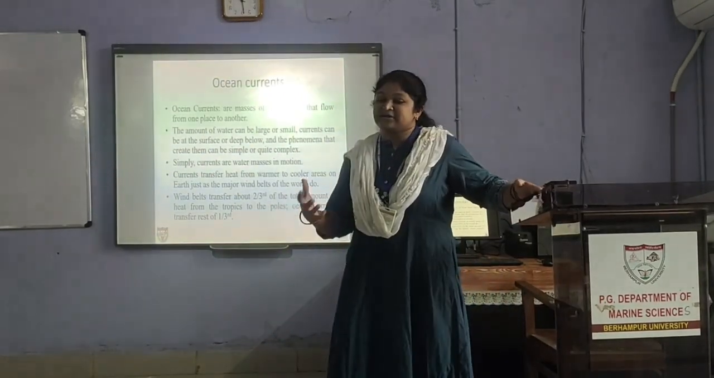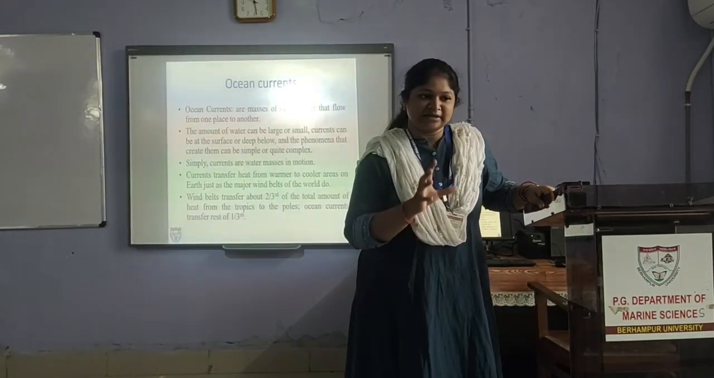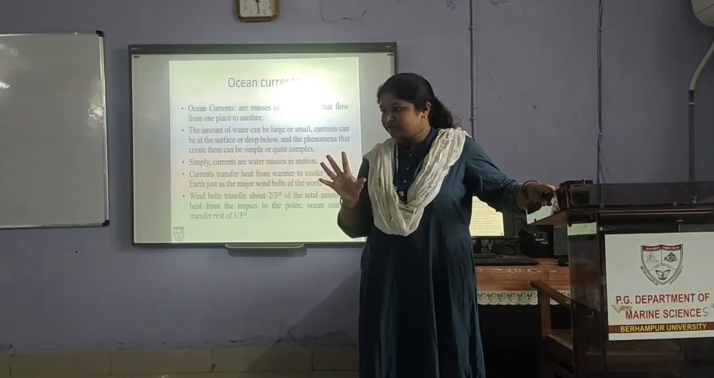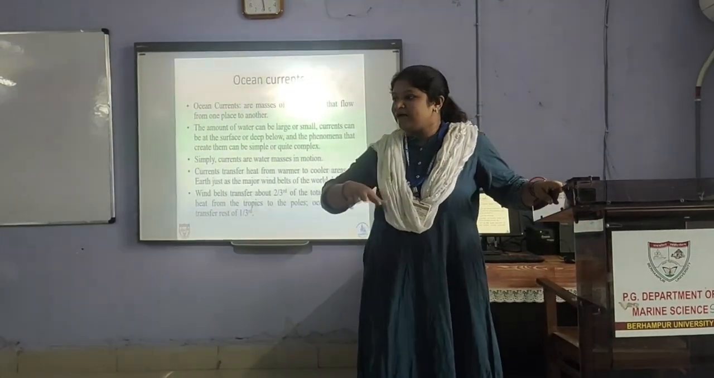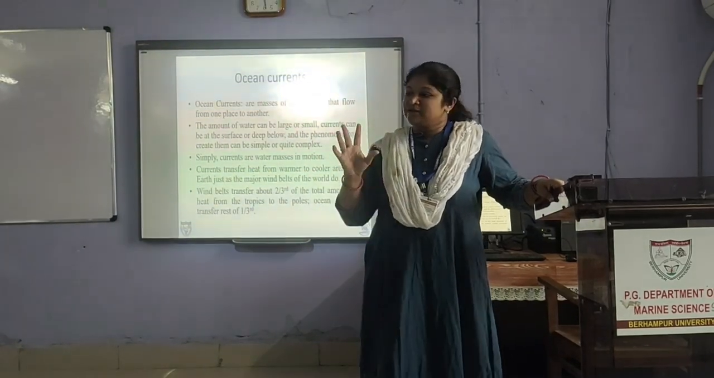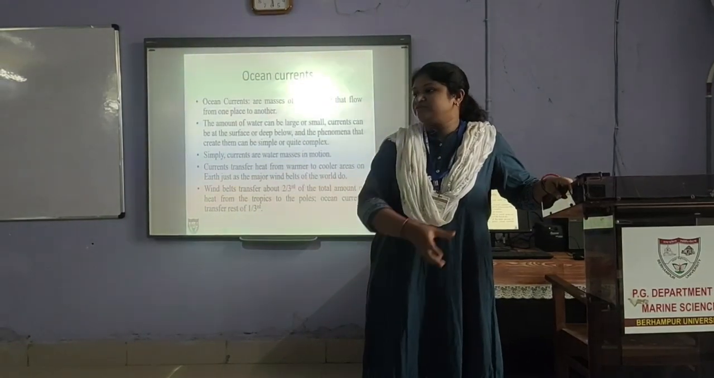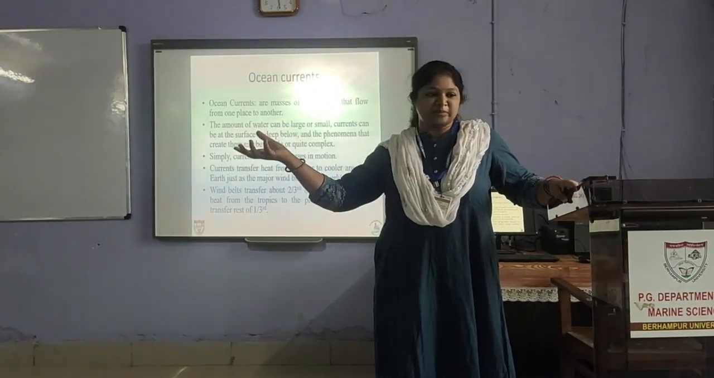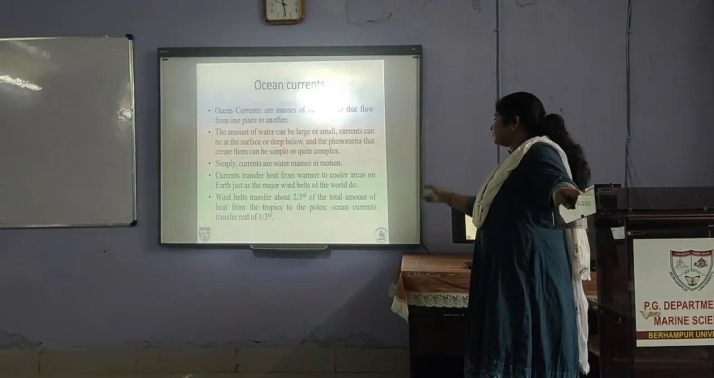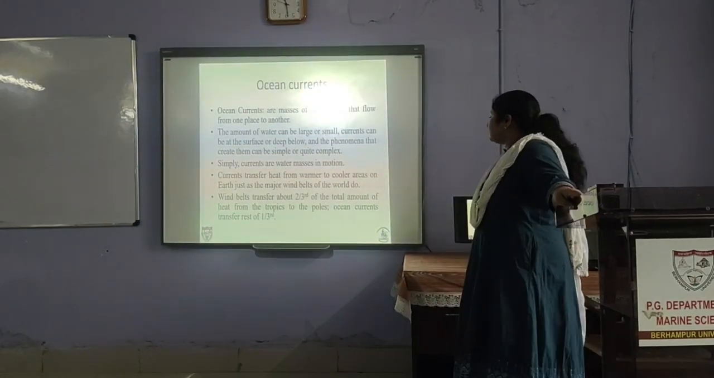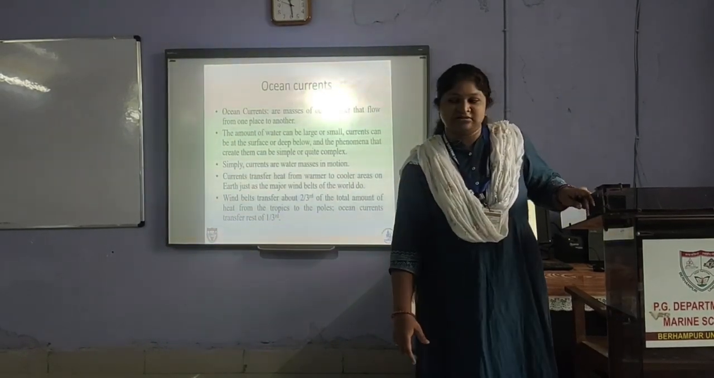Basically, first of all, it is a mass of water with similar characteristics of temperature and salinity. But besides that, if we have a difference in temperature, then what happens? High temperature water comes to colder temperature water. So to distribute the heat, currents transfer heat from warmer to colder areas on Earth, just as the wind does.